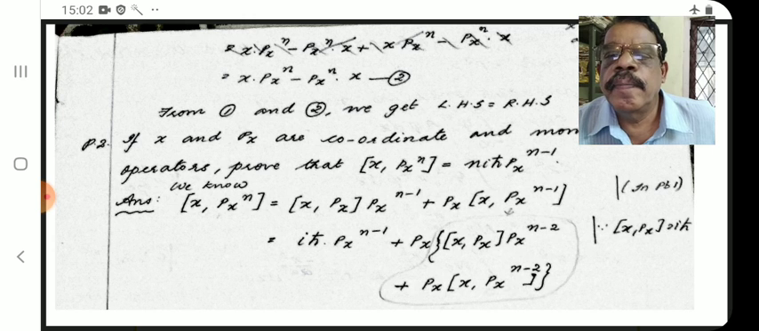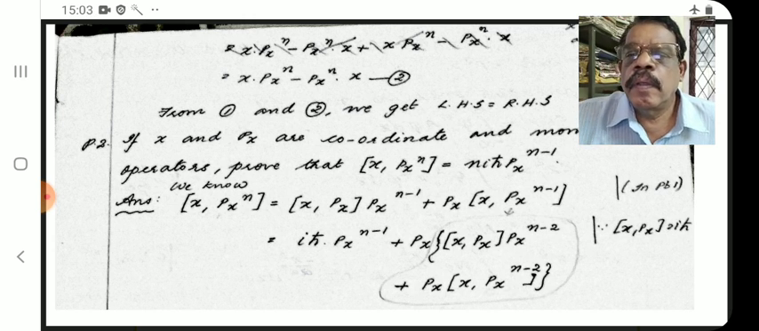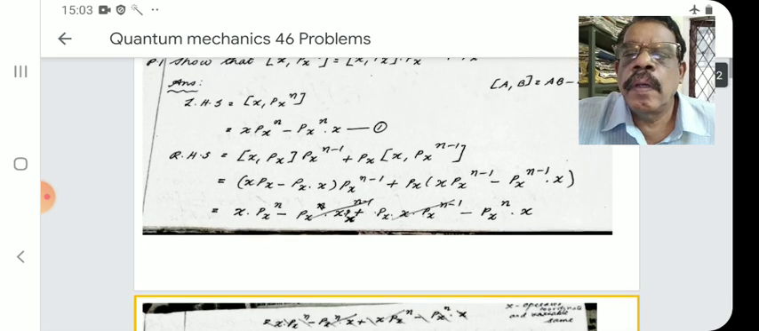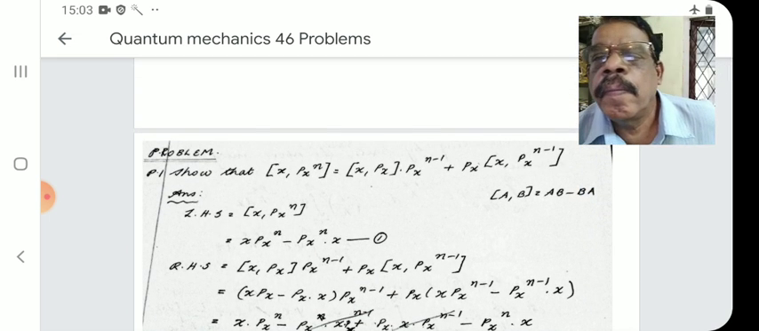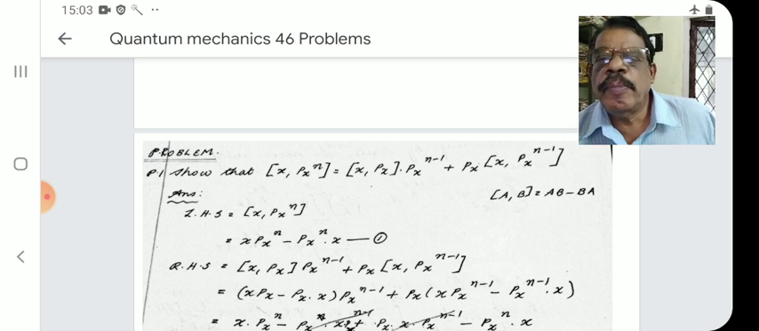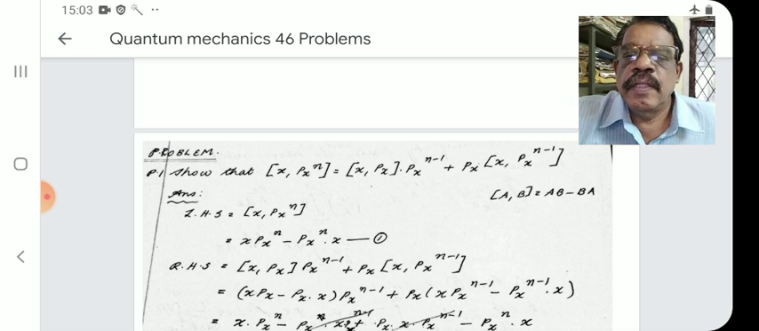Here what we are doing is we are applying the first relation, the first problem. You look, the first problem result we are applying. [x, px^n] is [x, px] px^(n-1) plus px [x, px^(n-1)]. That result we are applying.